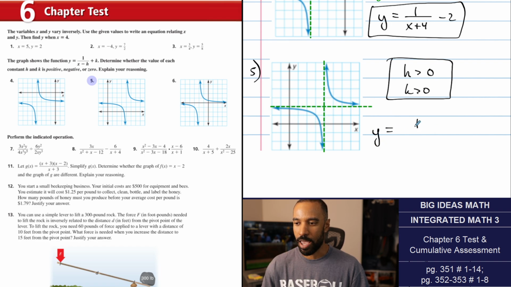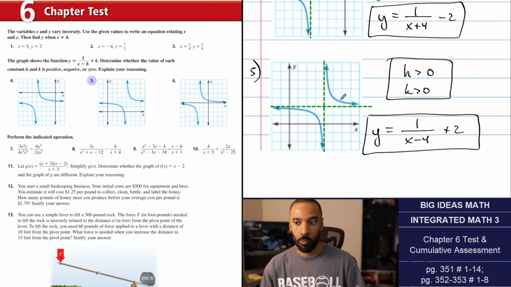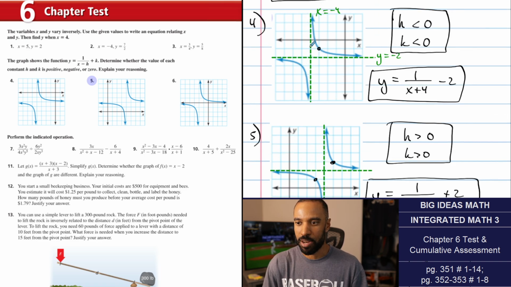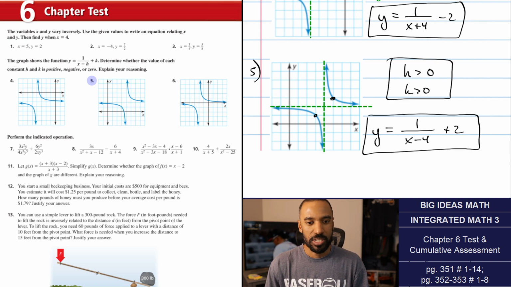So this is going to be y equals 1 over x minus 4, plus 2. It's actually the same equation as the previous one. And remember, these are ones here, by the way. They mentioned that themselves. But this is the same, except instead of negative 4, negative 2, it's positive 4 and positive 2. Number 6.